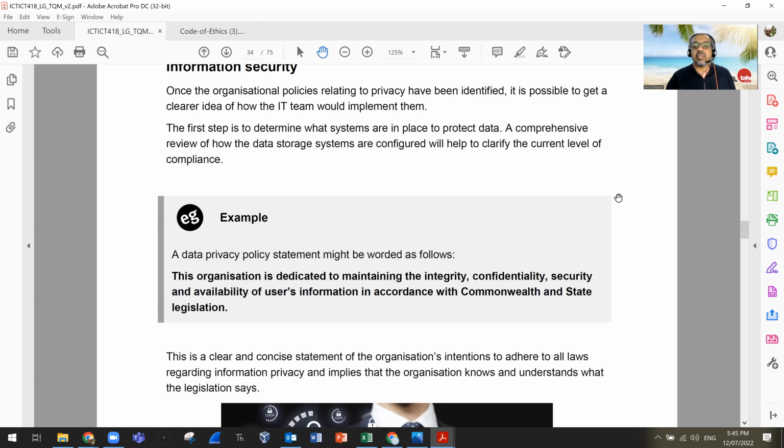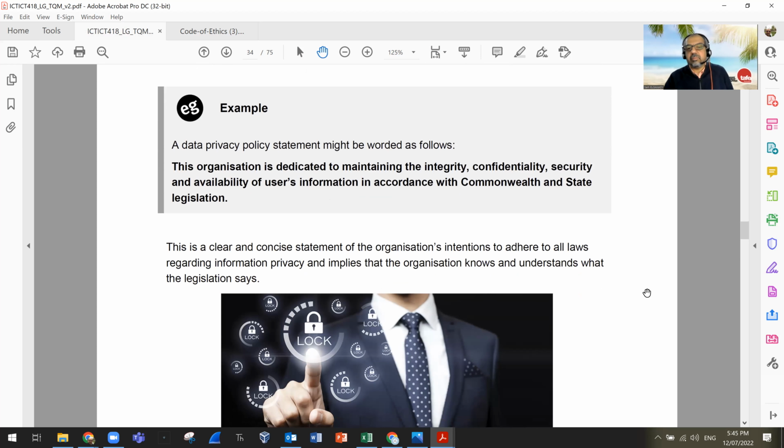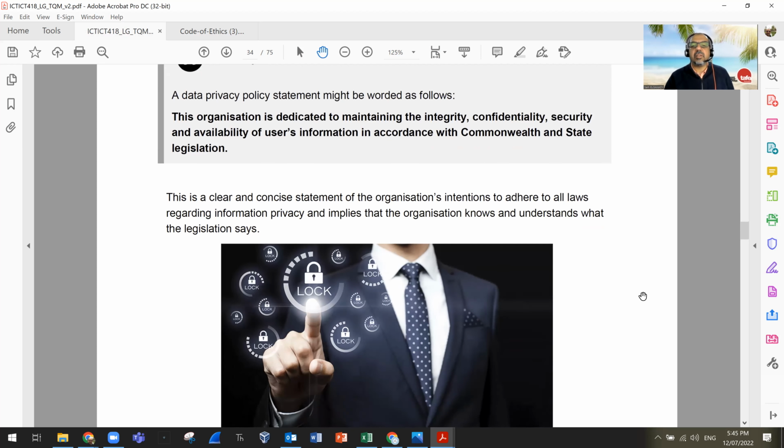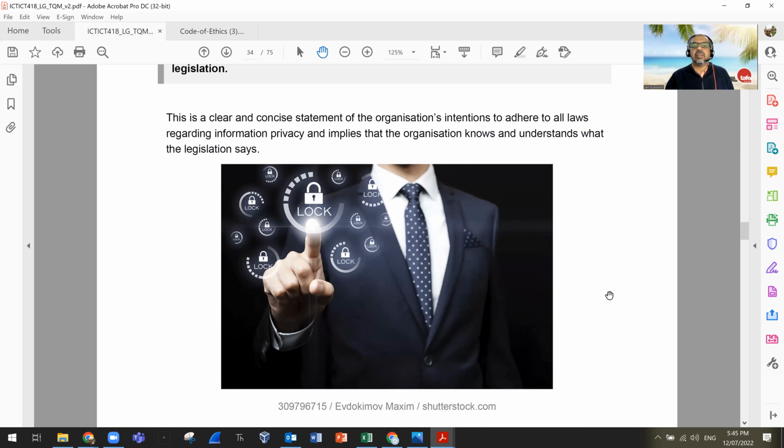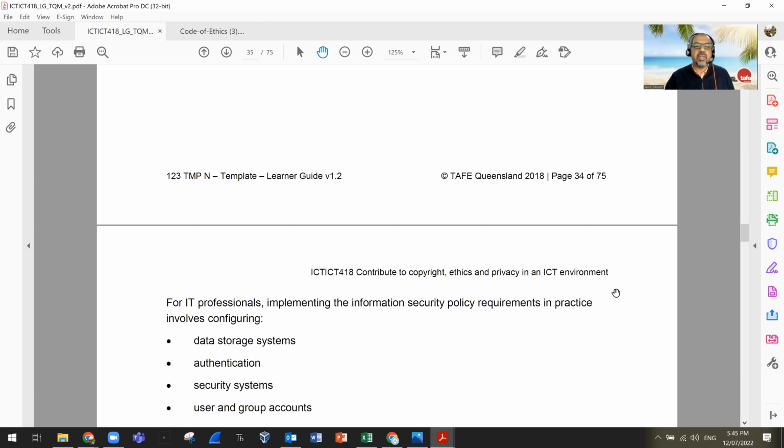So we have an example here for a data privacy policy statement. It says this organization is dedicated to maintaining the integrity, confidentiality, security, and availability of users' information in accordance with Commonwealth and state legislation. So it's a clear, concise statement, telling us what we are doing with this policy and what is there.